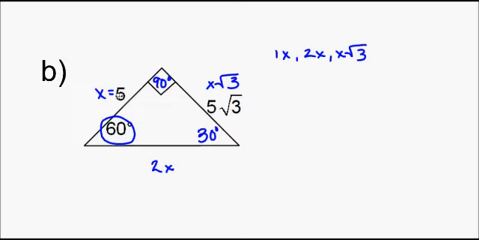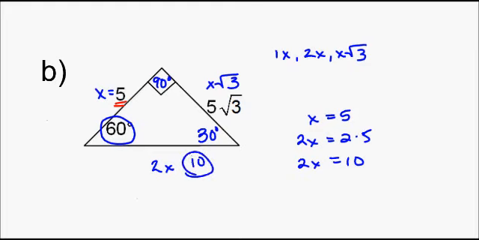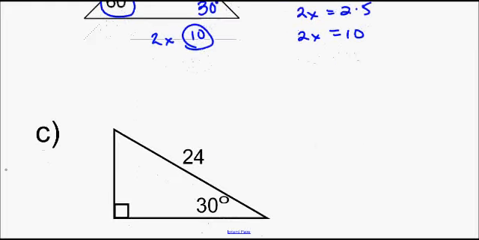So really, I have 2 of the 3 sides. I need to find 2x. The fastest way to do this, since I have x by itself, is to just multiply that by 2. So x is 5. So 2x is 2 times 5, which is 10. So this side length is 10. Or the hypotenuse, I should say, is 10.